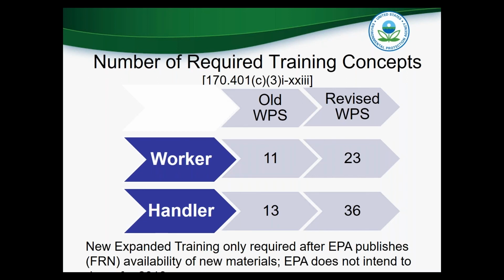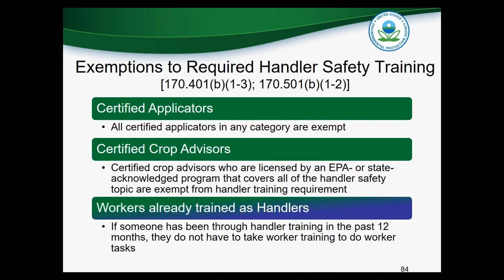Okay, next slide. All right, exemptions to handler safety training: the certified applicators in any category are exempt. Certified crop advisors, and Richard covered a lot of that about crop advisors already, who are licensed by an EPA or state-approved program, and then workers already trained as handlers. So if you already have handler training and you're doing worker tasks, you don't need separate worker training necessarily.